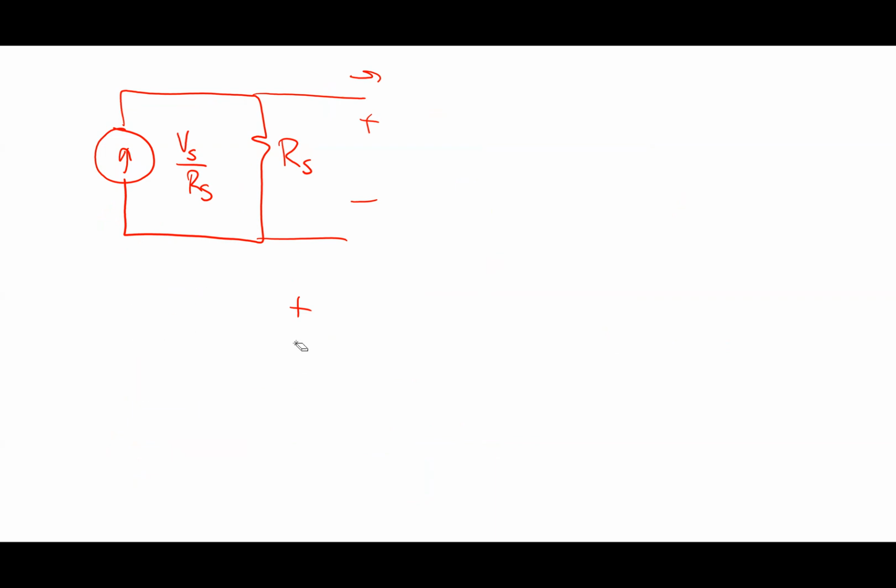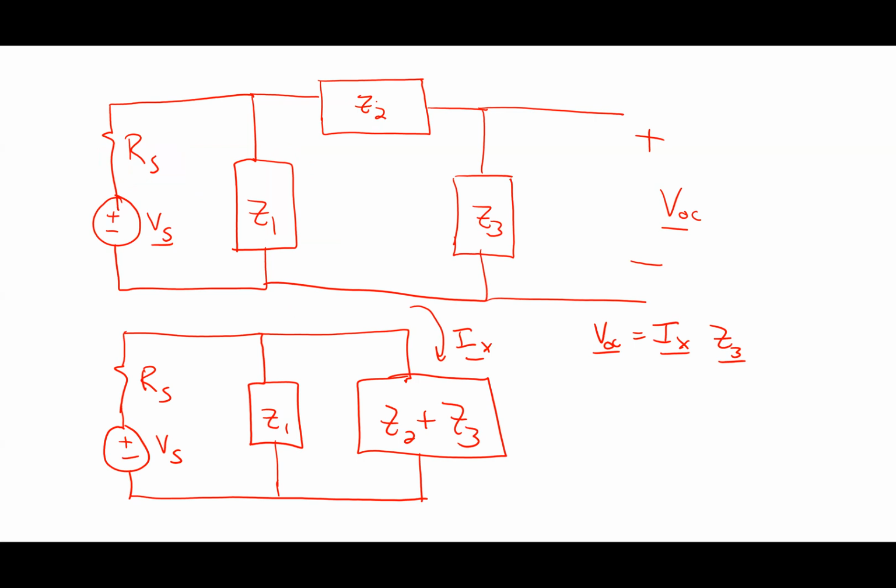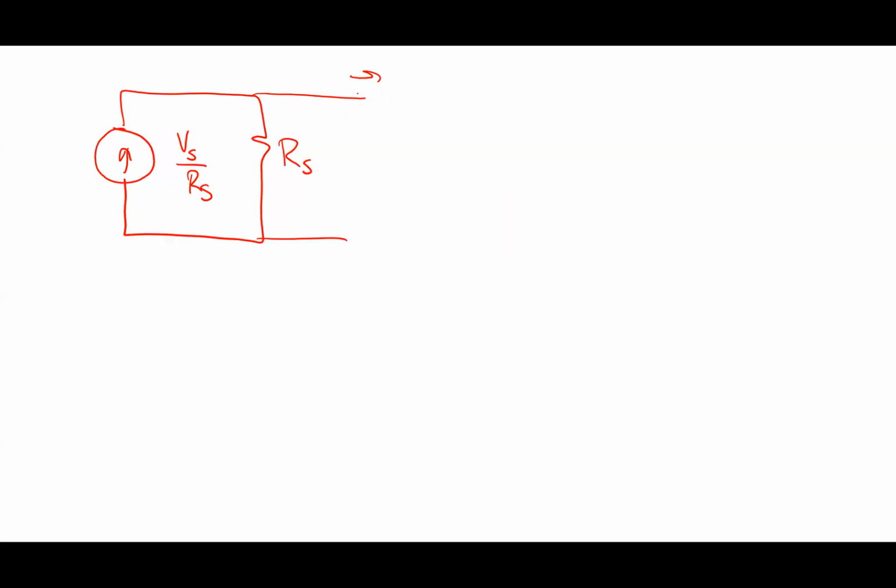So we're always looking at things. I break them at terminals and I make sure whatever is behind those terminals is equivalent in the two different versions that I draw. That's the way we think of it. So, all right, we do that, and then we have Z1 and we have Z2 plus Z3 over here.